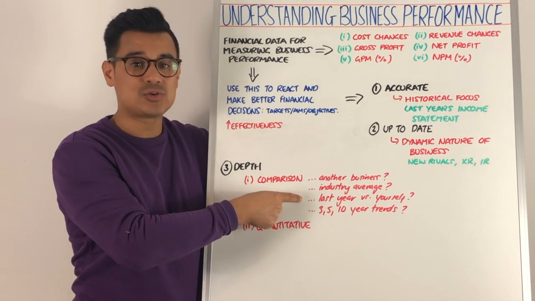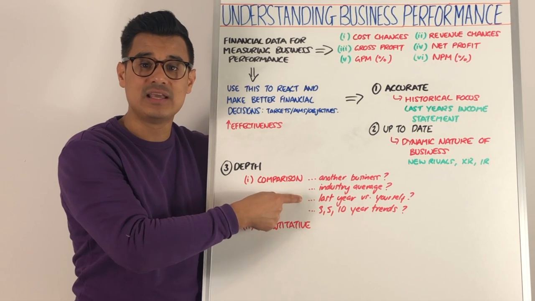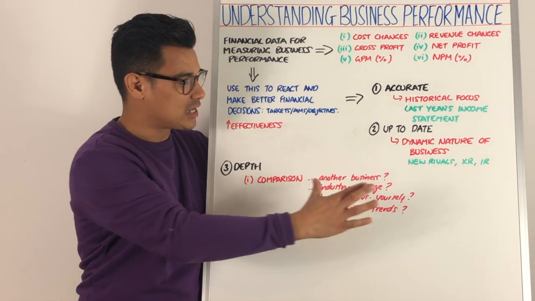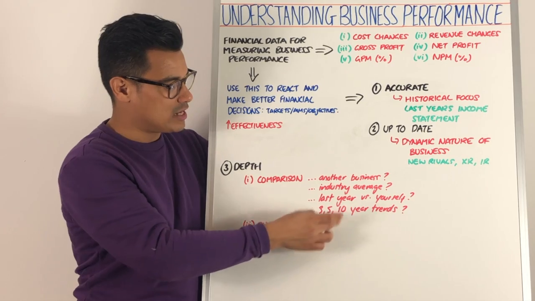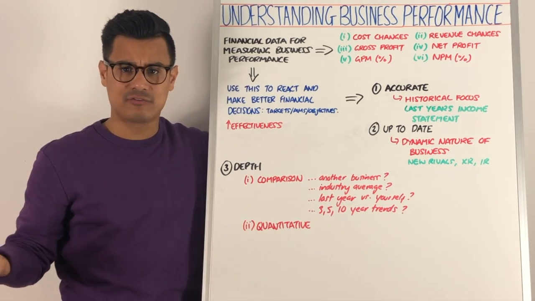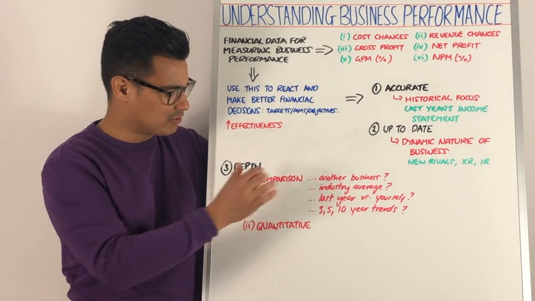Also, you could compare yourself to yourself last year to see how you are trending, or it could be that you take it more than 1 year and you look at the 3, the 5, the 10-year trend, or the moving average. All these things can help with your comparison.